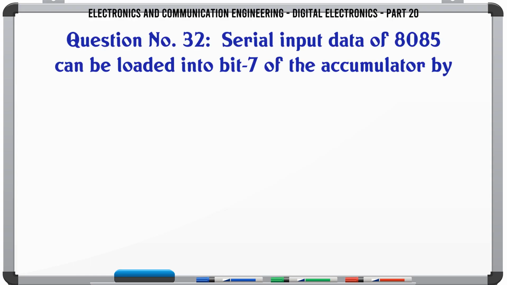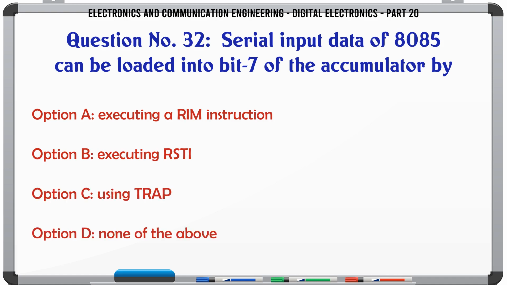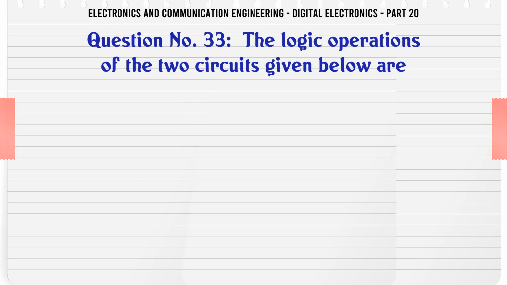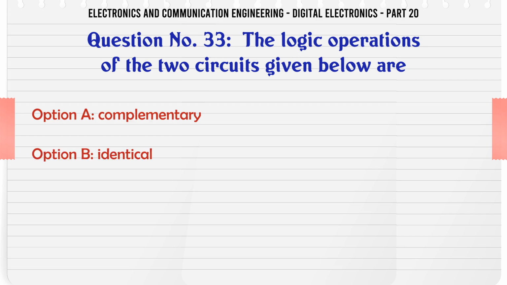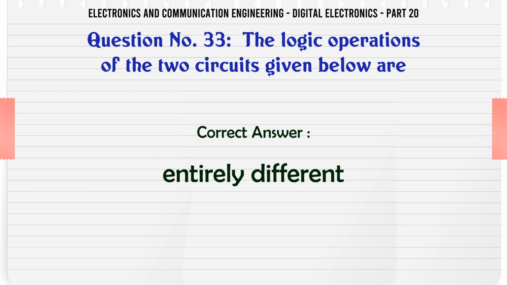Serial input data of 8085 can be loaded into bit 7 of the accumulator by A executing a RIM instruction, B executing RST 1, C using TRAP, D none of the above. The correct answer is executing a RIM instruction. The logic operations of the two circuits given below are A complementary, B identical, C entirely different, D none of these. The correct answer is entirely different.